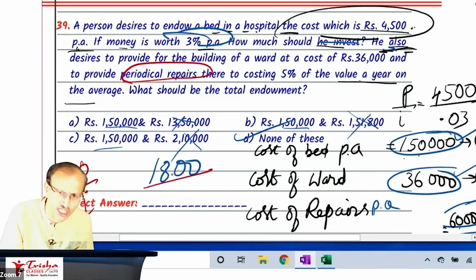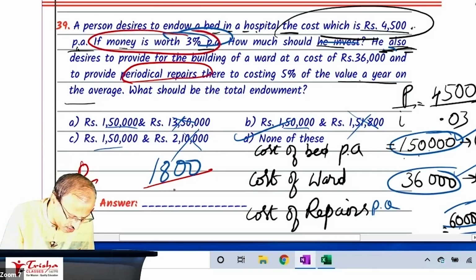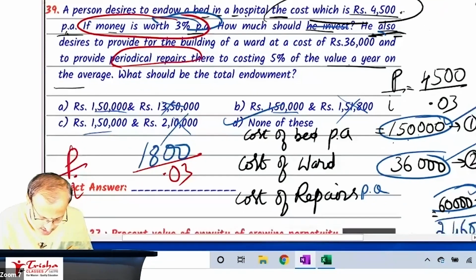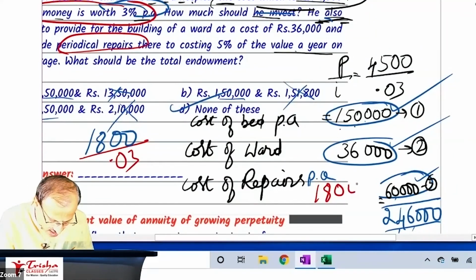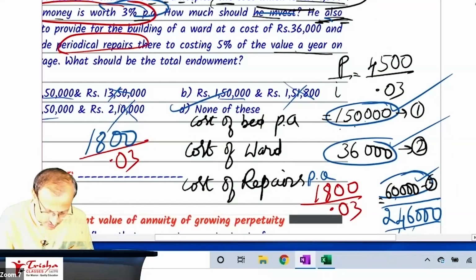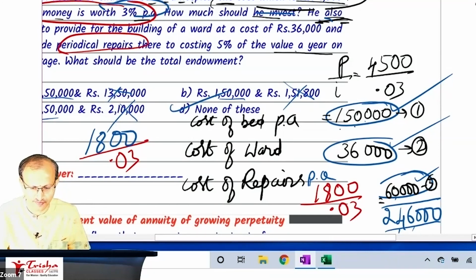Periodical repair 1800 we got. I is the interest rate, money is worth how much? 0.03. That's why I did 1800 divided by 0.03, which will give you 60,000.